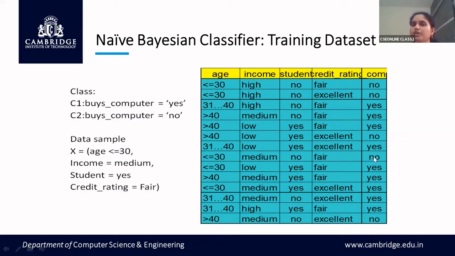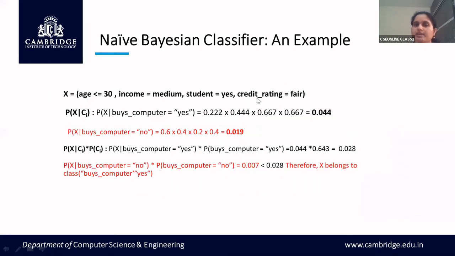So I will find out the probabilities of age with respect to buys computer. This is called the maximum likelihood of age. Similarly, I will find out the maximum likelihood of income, maximum likelihood of student, and maximum likelihood of credit rating. Once I have the individual probabilities of each of these, I can directly take the query or the test tuple. So this is your test tuple.